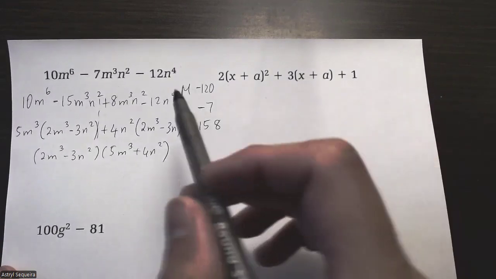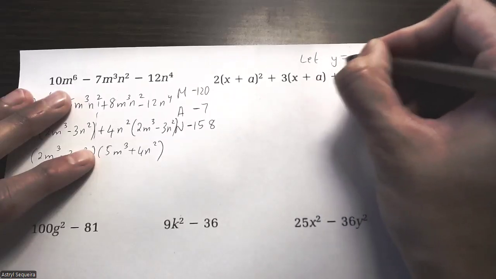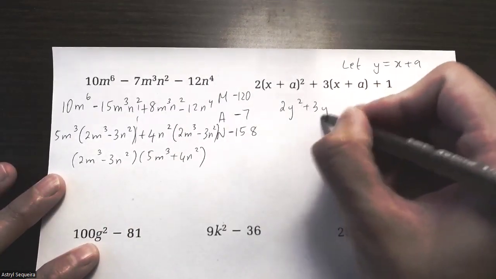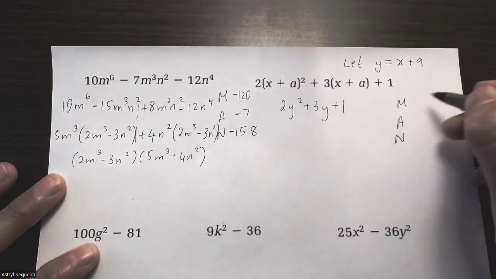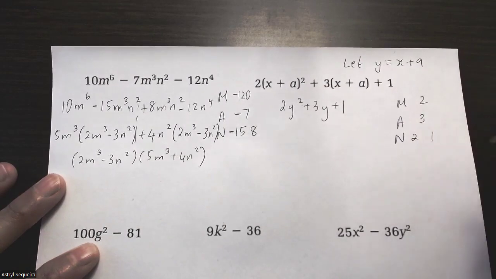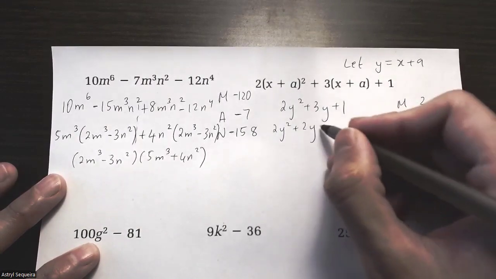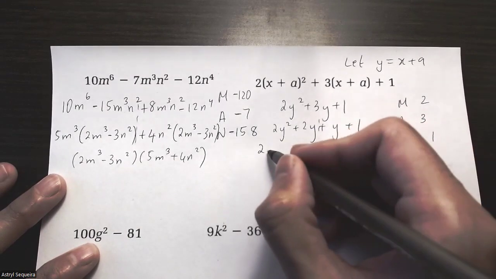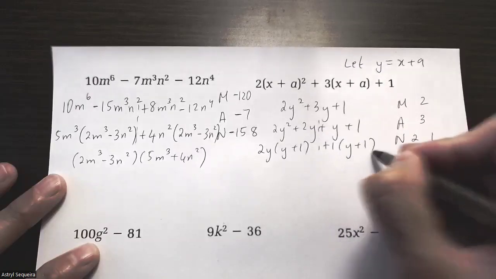Okay, next one here again looks like a complex trinomial. I'm just going to start by saying let y equal x plus a for this one. So I'm going to rewrite this as 2y squared plus 3y plus 1, and then I'll do my man method. So what multiplies to 2 adds to 3, it's just 2 and 1. I'll break this down now, and then I'll split it and group it. So 2y, y plus 1, plus 1, y plus 1.